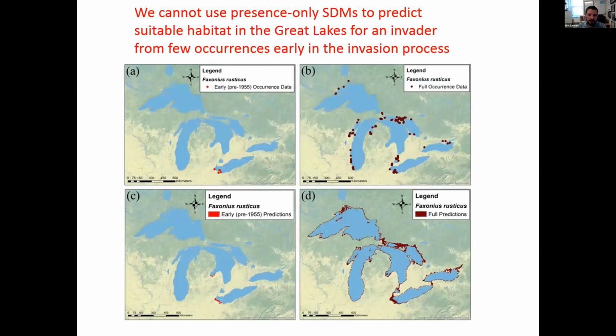So what we've taken away from this is that for something that's established with only a few populations in the Great Lakes, we can't use these correlative SDMs to predict suitable habitat for that organism in the future. If we only have a few occurrences early in the invasion process, we're not going to be able to predict where this thing's going to live. And people have seen that in other systems and with terrestrial invasive species, that early occurrence records in a new range do a bad job of predicting where something's going to spread to.